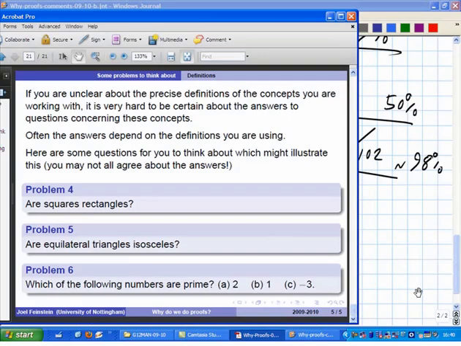Okay, so let's start with problem 4. Can we have a show of hands for who thinks that squares are rectangles? That's a lot of people. And who says that squares are not rectangles? A small number of people. Okay, well, it depends on the definition you're using. Most mathematicians these days, but not necessarily in history, would say that a square is a special kind of rectangle. But that's just what the convention is these days, and historically, the convention may well have been something else.